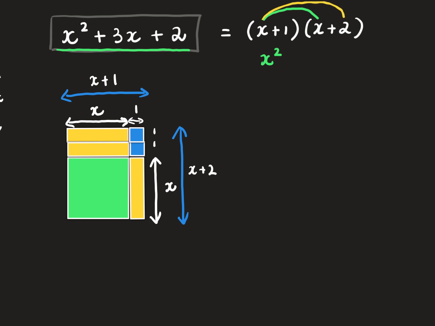X times 2 is 2x. 1 times x is 1x, or just x. And 1 times 2 is 2. Next, I'm going to simplify that expression.